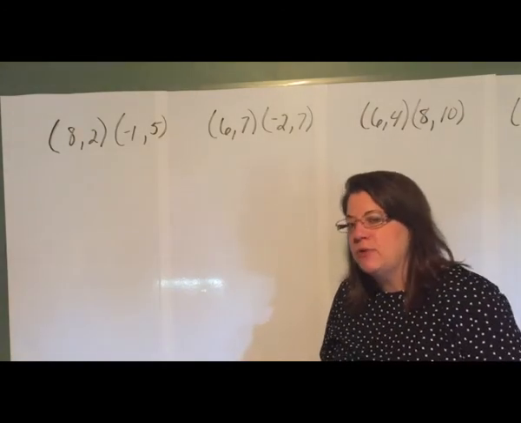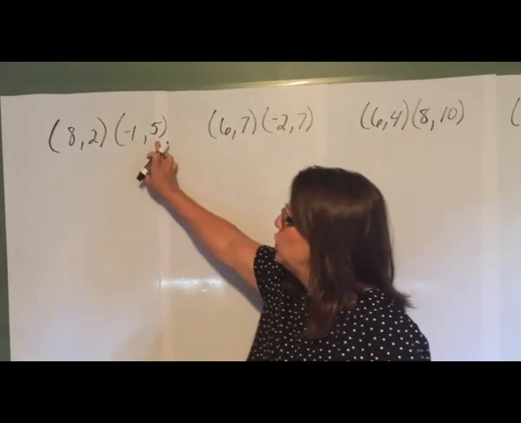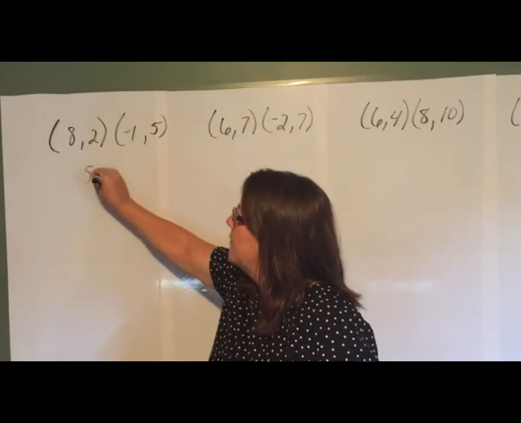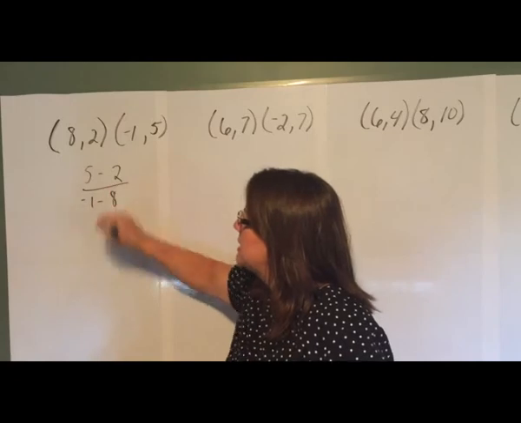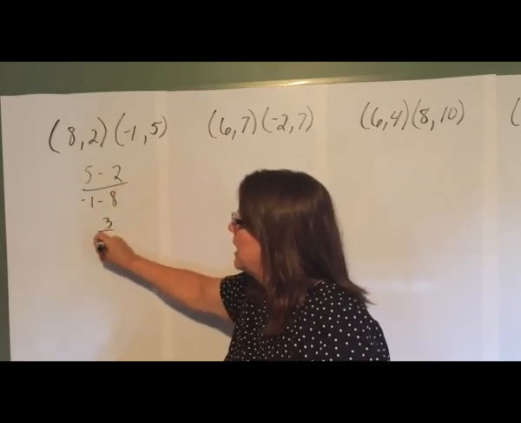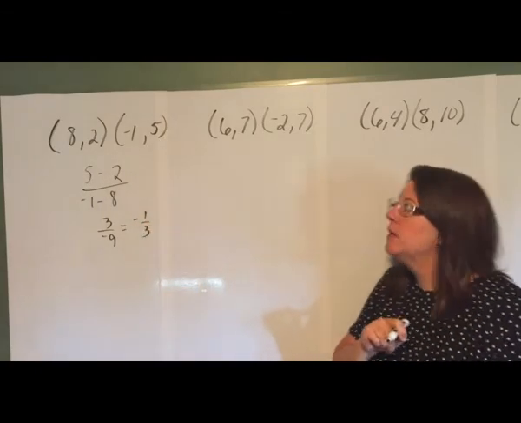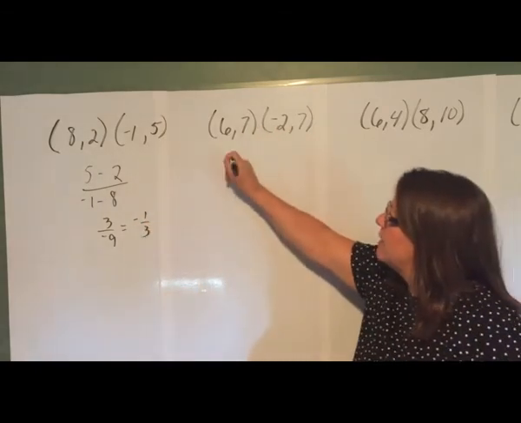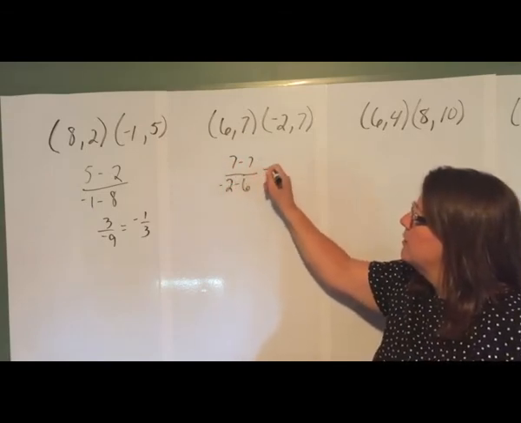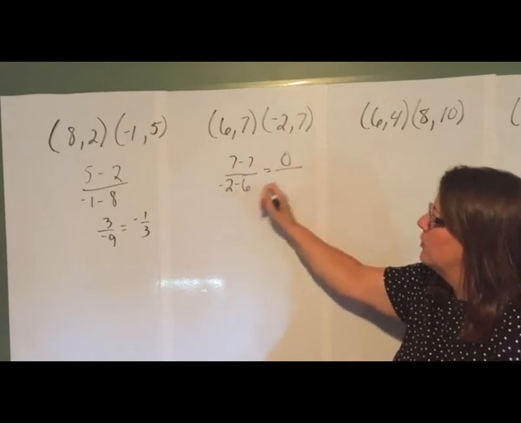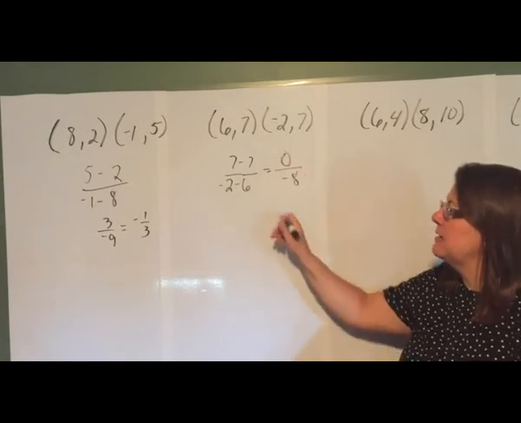Okay, now that you've had time to try these, I'm going to do them up here and see how you did. y2 minus y1, 5 minus 2 over x2 minus x1, negative 1 minus 8 would be 3 over negative 9, simplifies to negative 1/3 for the first one. For the second one, 7 minus 7 over negative 2 minus 6. 7 minus 7 is 0 over negative 8. Remember, 0 divided by anything is 0.